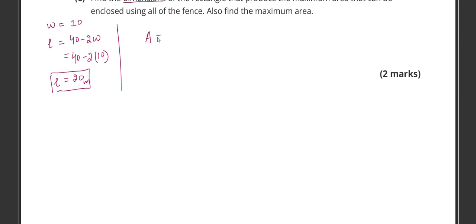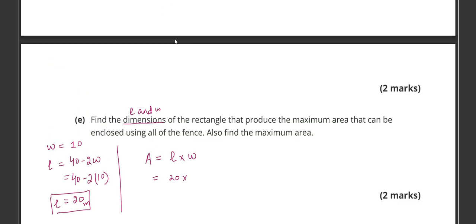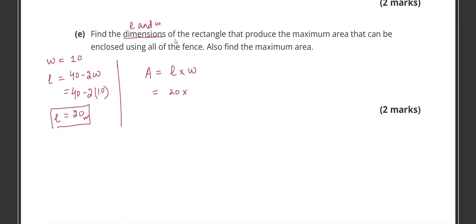He says also find out this area. You know that area is always length into width. So length is 20, width is, was it 40 or 10? Yeah, 10. So area will be 200 meters squared. Is that clear? Yeah, that's clear.